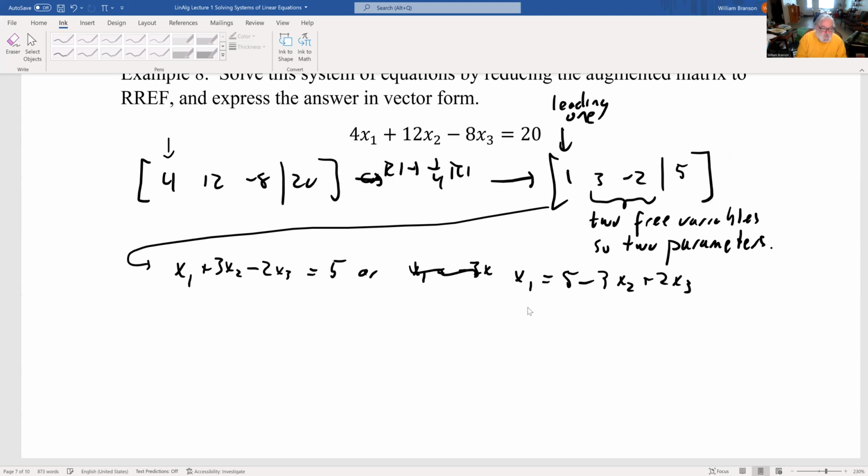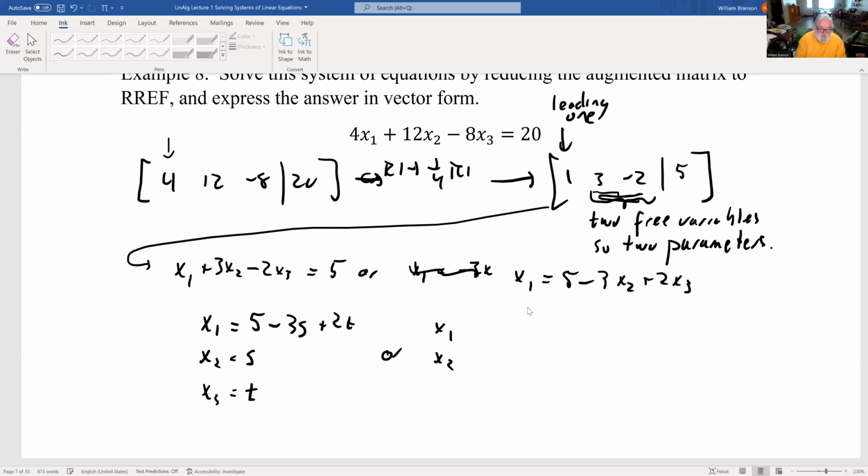So we want our solutions to be in the form of x1 equals, x2 equals, x3 equals, but x2 and x3, these two, are free variables. So we need a parameter for each. We'll call this one s, this one t. And then what does that make x1? x1 is 5 minus 3x2, but x2 is equal to s, so minus 3s, plus 2x3, which is plus 2t.